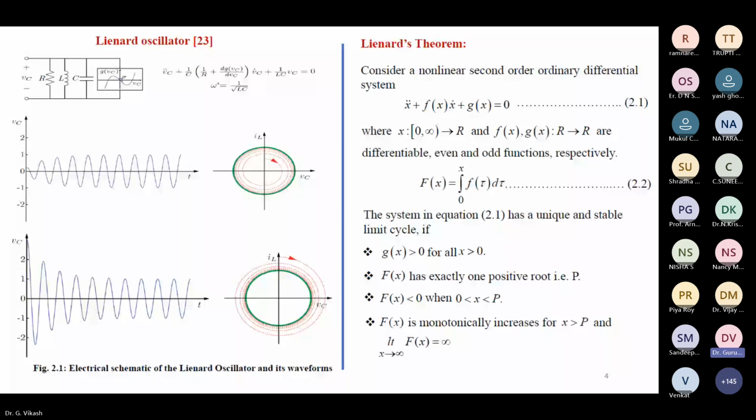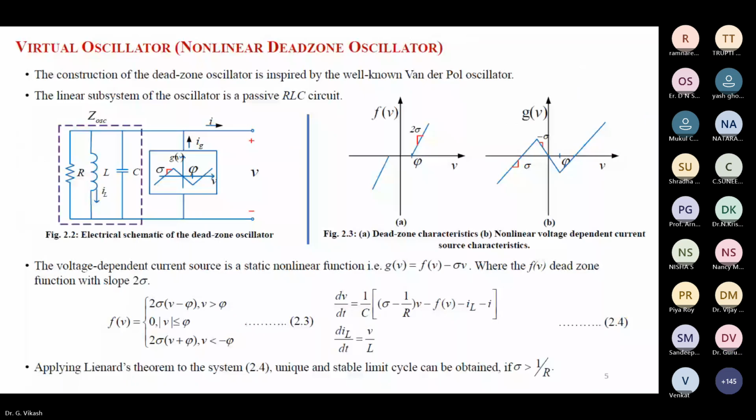Okay, coming to virtual oscillator. The construction of the dead zone oscillator is inspired by the well-known Van der Pol oscillator. The Van der Pol oscillator, all these are mathematical concepts, and the linear subsystem of the oscillator is a passive RLC circuit. See, figure 2.2 shows the electrical schematic of the dead zone oscillator. This oscillator has two subsystems. One is the linear subsystem, that is a passive RLC circuit, and another one is a non-linear voltage dependent current source. Here the G of V is nothing but current.